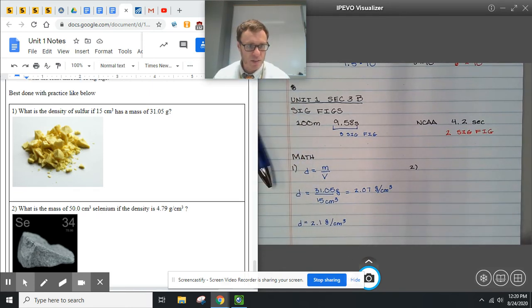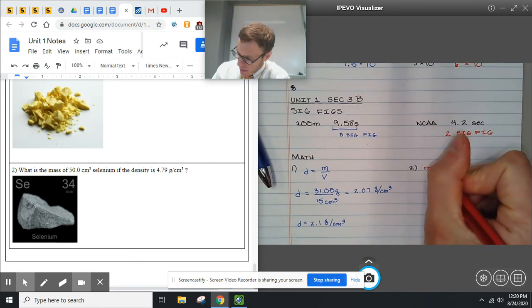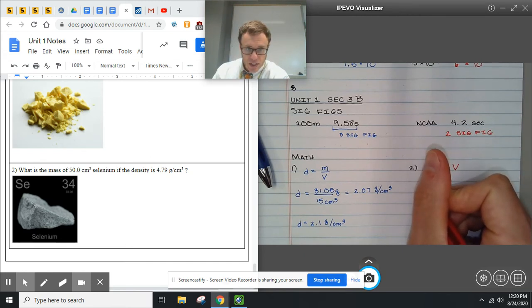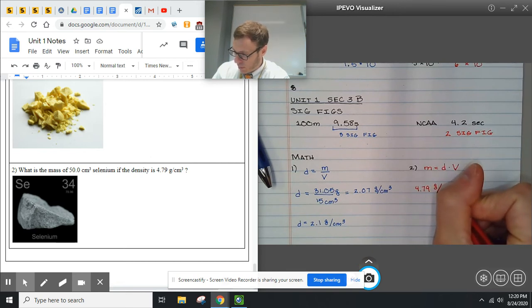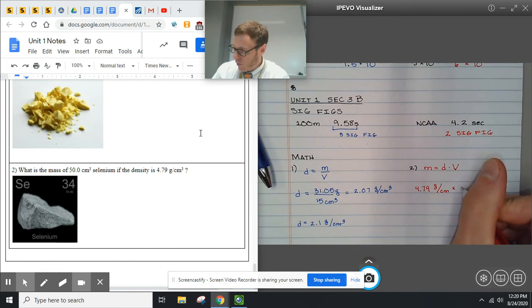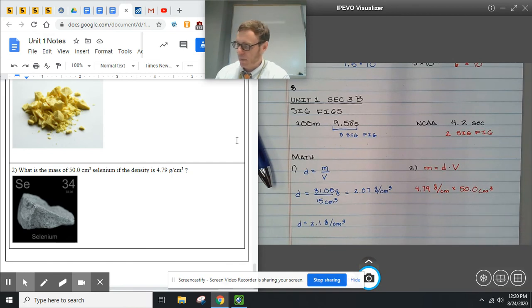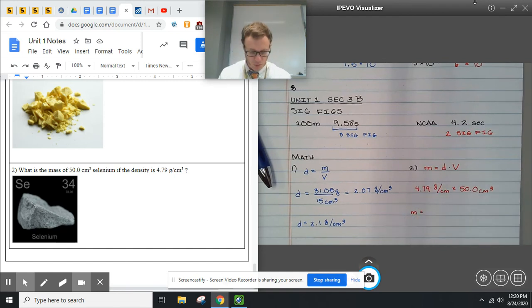If I move on down, density is kind of nice. What is the mass of 50 cubic centimeters of selenium if that's its density? This one's going to be kind of nice, because when we find mass, that's just density times volume. So here our density is 4.79 grams per cubic centimeter times our volume, which is 50.0 centimeters cubed. Not a big deal there. We can do the math pretty easily.